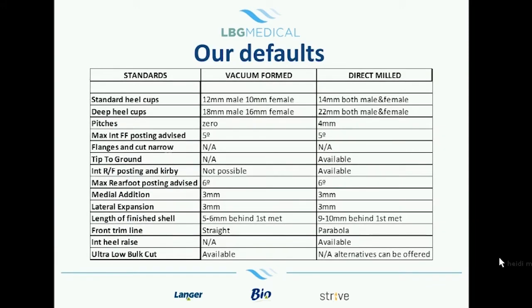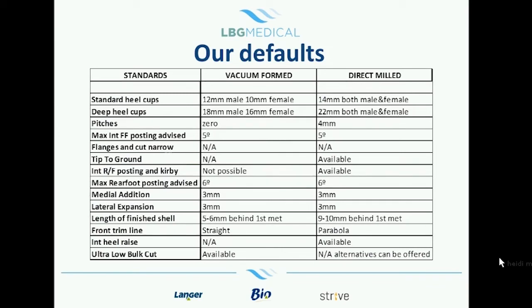Now, just before I draw to a conclusion, I'll just show you this table on here, and this is our table of defaults. So if you don't, for whatever reason, specify otherwise on your prescription form, this is what we will do. Now, if you want to look at it in more depth, you can re-watch this video again later, and you can pause the slide and take down notes, or you can give our lab a ring and just ask us to email you the defaults over. Now, take note that the defaults aren't necessarily the same between vacuum formed and direct milled, and this is mainly because of the manufacturing processes.